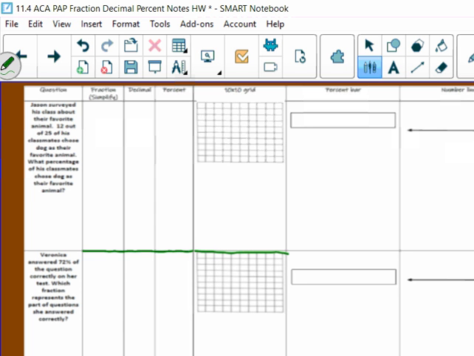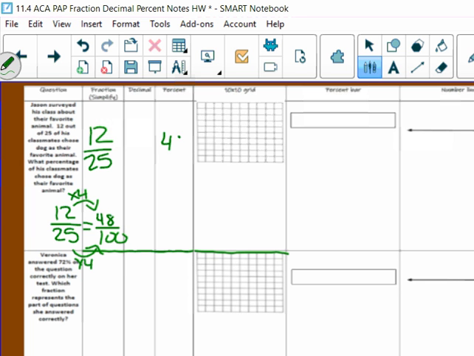Jason surveyed his class about their favorite animal. 12 out of 25 of them claimed their favorite was a dog. I don't know if that's word for word. If it says 12 out of 25, would that be my fraction, decimal, or my percent? Fraction. It is my part out of my whole. I'm going to work that to a percent because that's probably the easiest. I can just multiply by 4 to get it out of 100. Percents are always out of 100. 4 times 12 is 48, so that would be 48%.